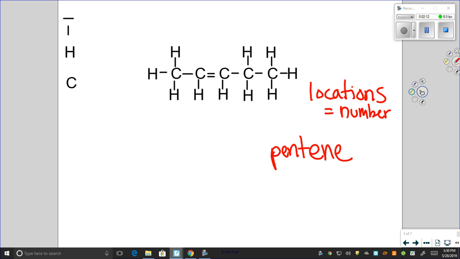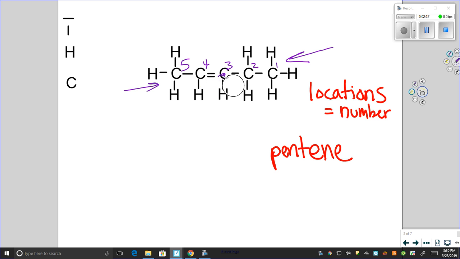So if I go in and I number up my carbons, I need to look and see, do I want to count from left to right or do I want to count from right to left? I always want to end up with the lowest number. If I count in this direction, 1, 2, 3, 4, 5. My double bond is right after the 3 carbon.